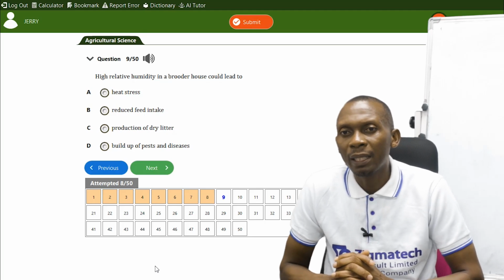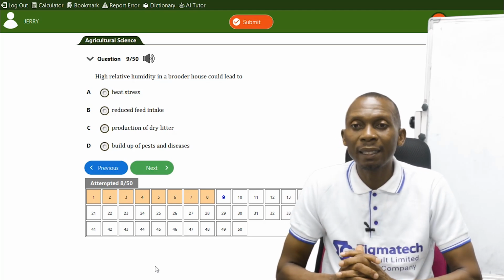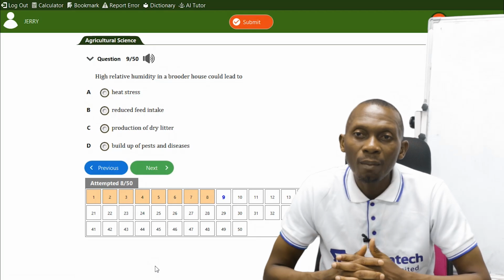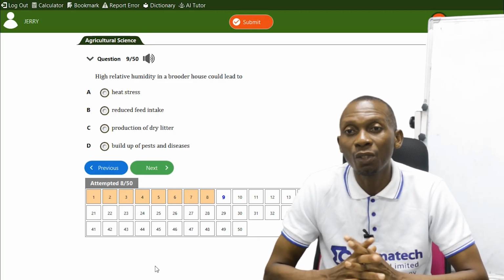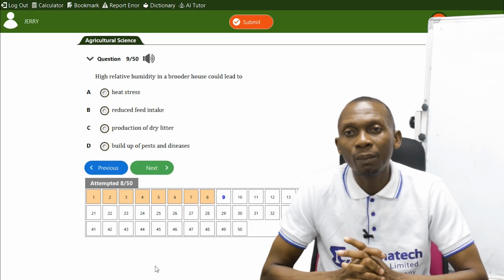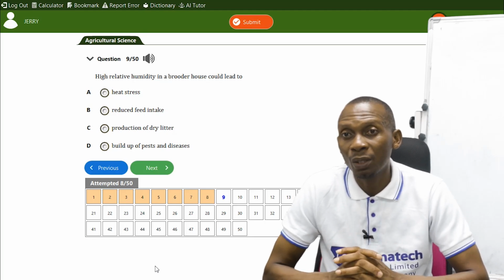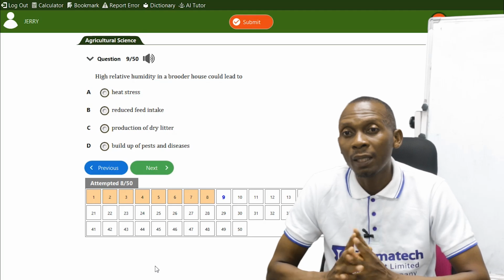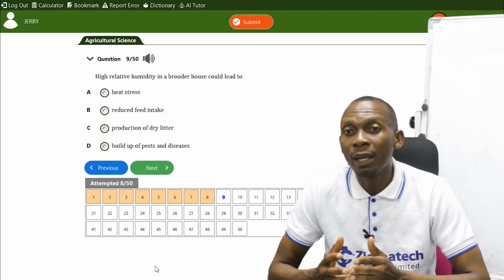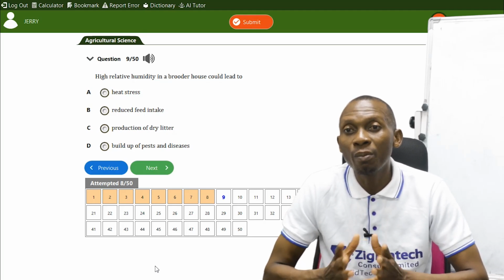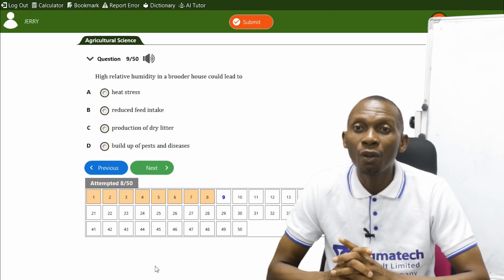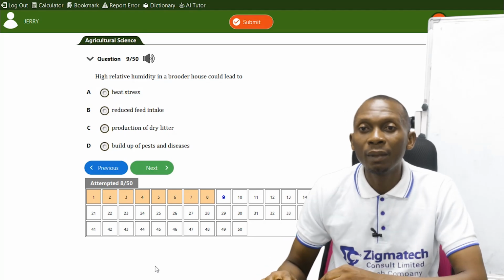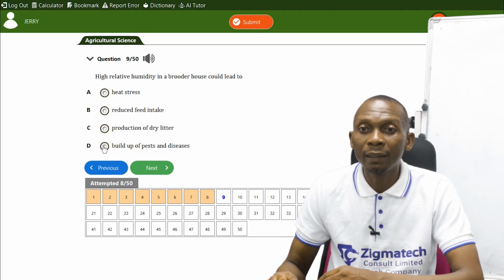But the last option says buildup of pests and diseases. Now, a moist environment will encourage breeding or the growth of pathogens. Especially for poultry diseases, one of the diseases that thrives in a humid environment is coccidiosis. So the answer for this question is D, buildup of pests and diseases.